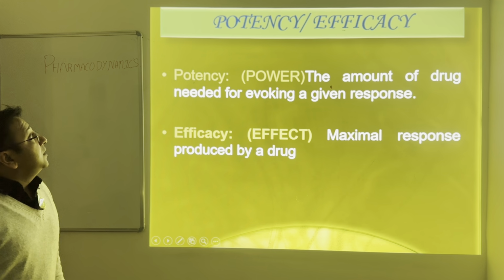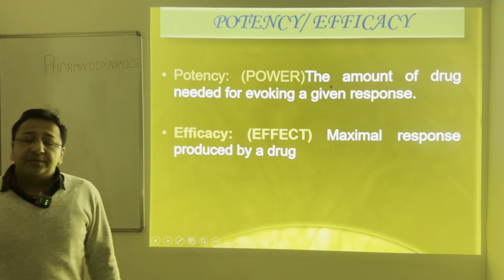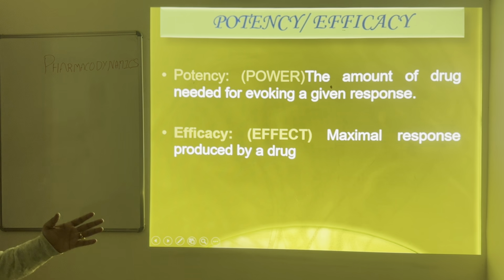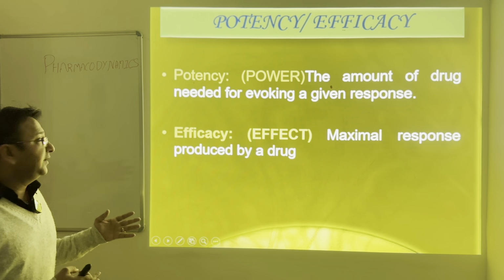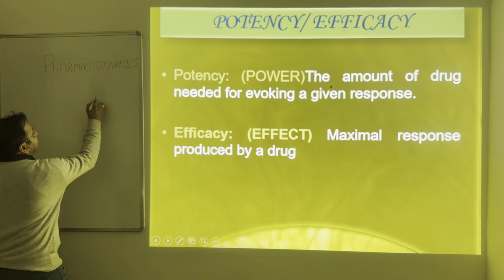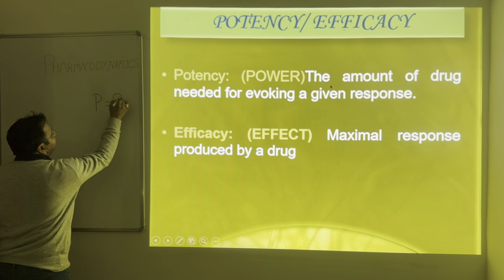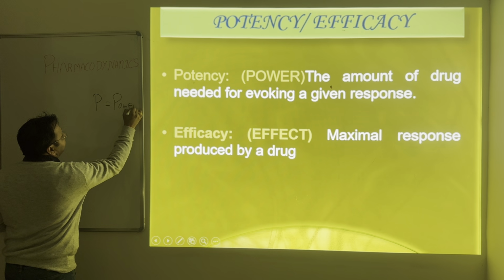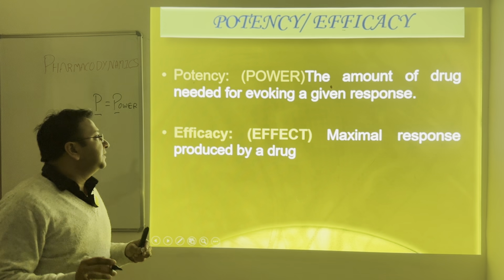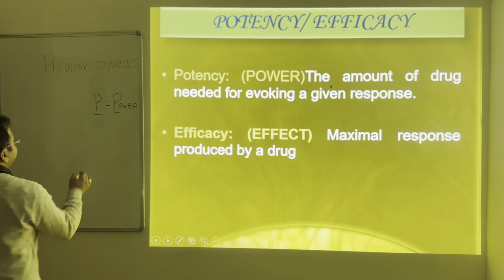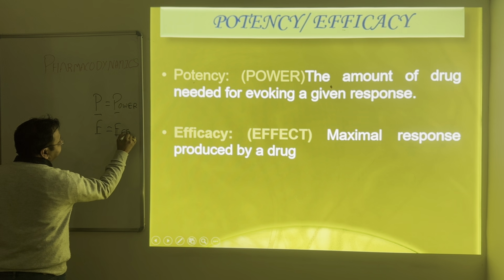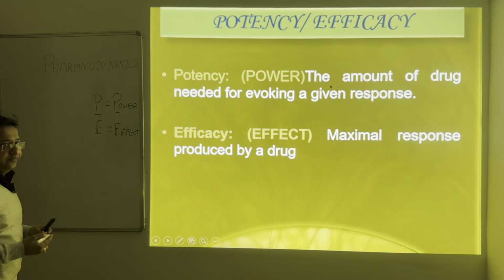Okay. So two other terms: potency and efficacy. We have discussed affinity and intrinsic activity, but now come to potency and efficacy. Here is a mnemonic you have to remember: P for potency, P for power. So potency means power. Remember this. And E for efficacy, E for effect.